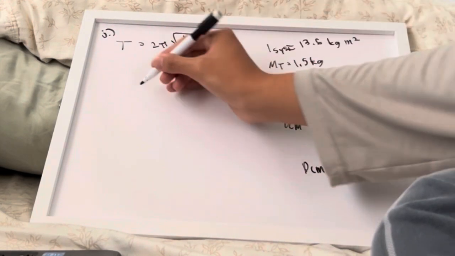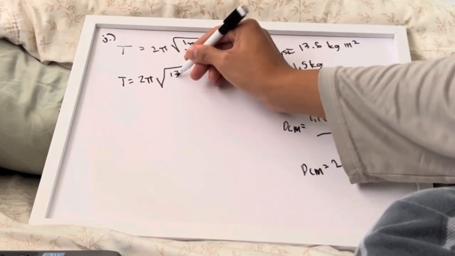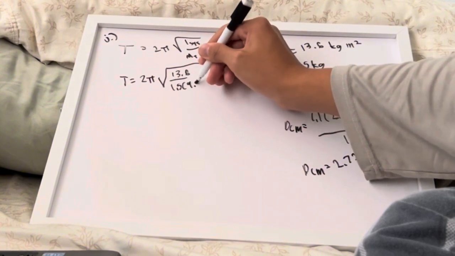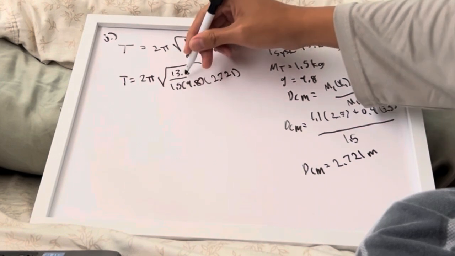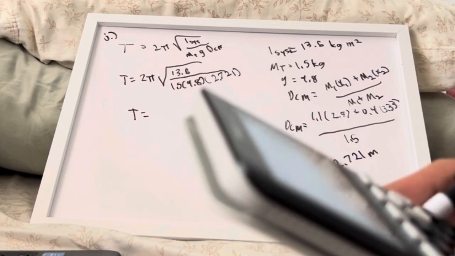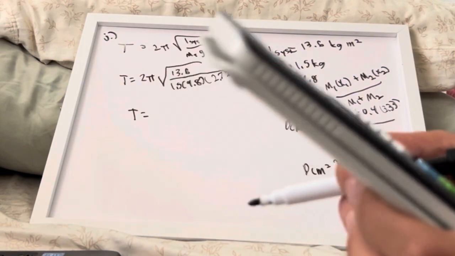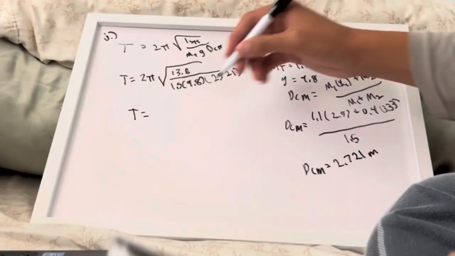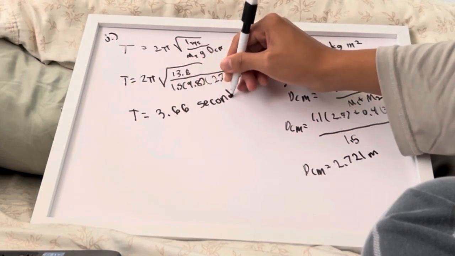So now I just plug it into the formula. T is equal to 2 pi square root of 13.6 over M total 1.5 times 9.8 times d_cm 2.721. There we go. So T is equal to, let's simplify it, .66 seconds for an oscillation period of the rod block system.